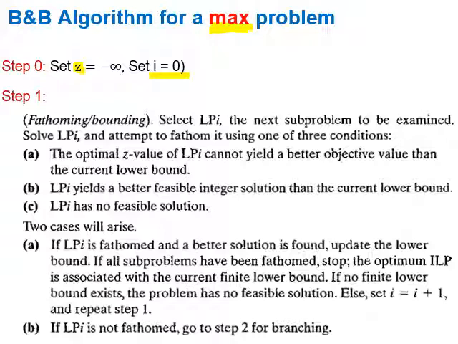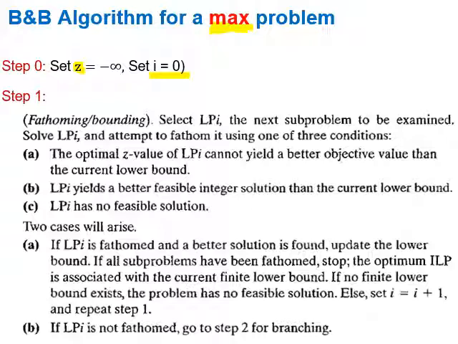We were just fathoming some branch due to several reasons. And in fact, this step does those fathoming operations on the branch. It says to select LPI. So what is I? I comes from here. Initially, I is 0. But as we proceed, I will increase: LP1, LP2, LP3.